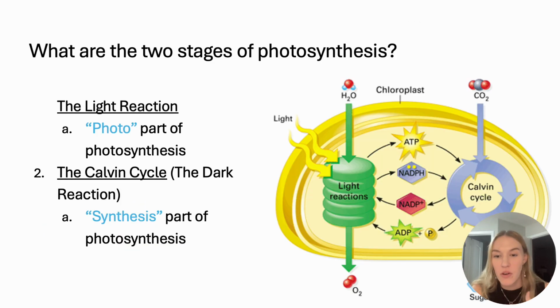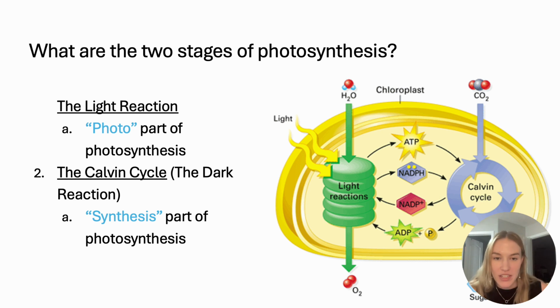Okay, and so now let's talk about the two main stages of photosynthesis. We have the light reaction and the dark reaction. Now, I told you I don't really like the term dark reaction. It's getting outdated anyway, but if you see it, I want you to understand that that is the Calvin cycle or the light independent reaction.